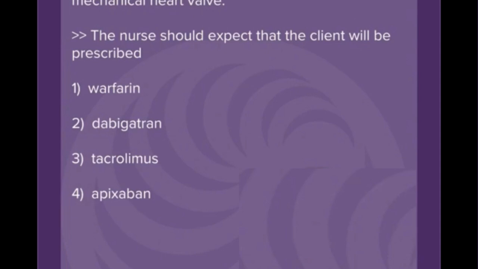And then option 4 is apixaban. This is a factor 10A inhibitor, similar to dabigatran in that it is not indicated for mechanical heart valve. It's just not the best choice for these clients. We want to get these clients on warfarin. Option 1.